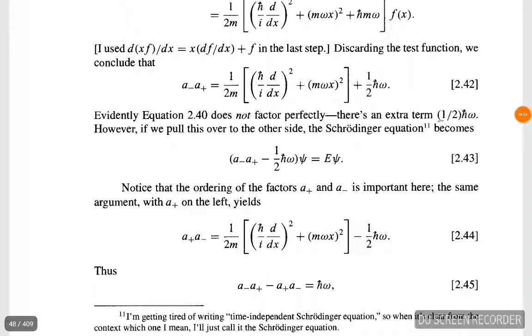Okay, so this is what we get out of it when we factor it all together. Hopefully that's not too hard to see how that all works. It's just taking the squares of those terms. And this comes out.